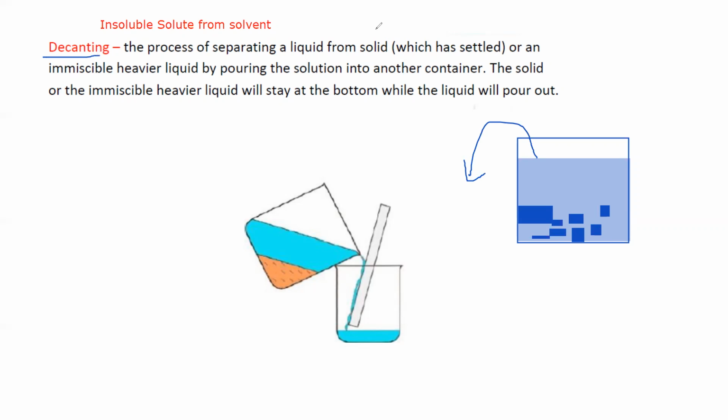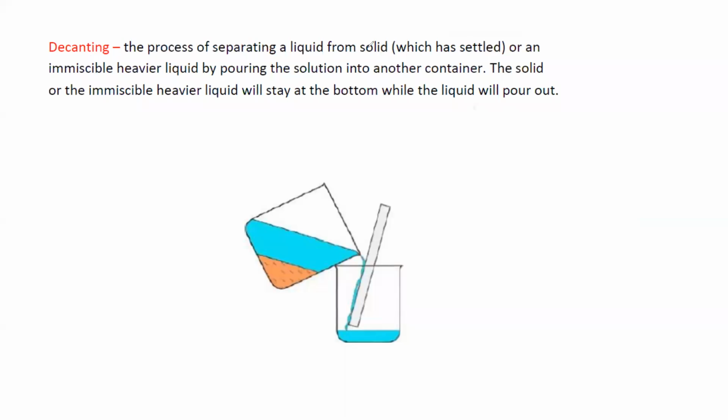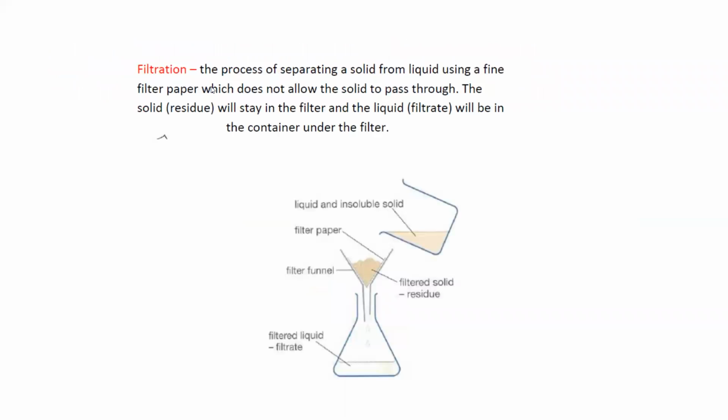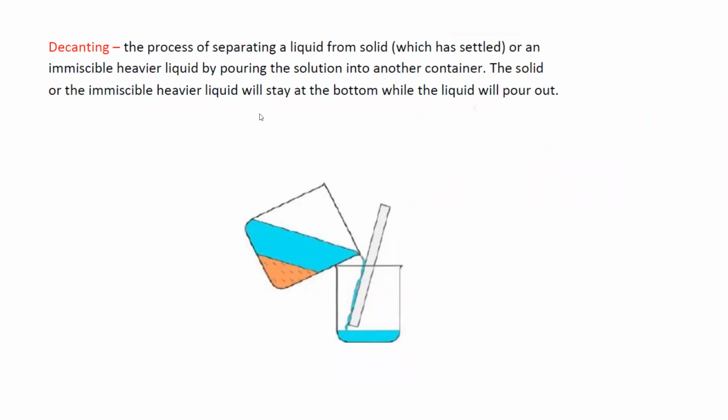But what is the advantage of decanting? Decanting is a fast process, but it is not accurate. And what is the advantage of filtration? Filtration is an accurate process, but what is the disadvantage? It will take time. So if we compare filtration with decanting, if we need very pure substance, we prefer filtration. But if we want to save the time and do it quickly, then we prefer decanting. Is it clear, the difference between decanting and filtration? Any doubt till now?